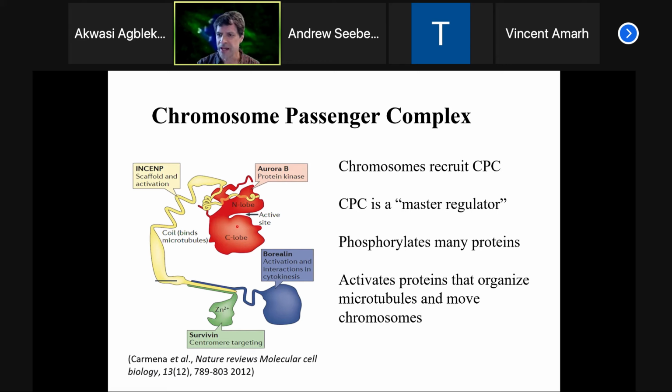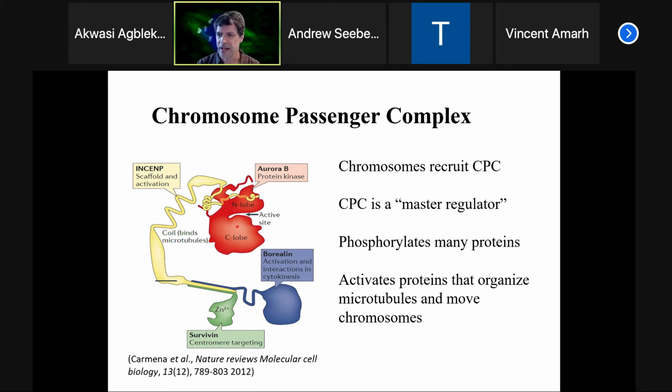So where does it really need to be to organize a spindle? We generated a whole bunch of mutants manipulating its localization pattern to ask where the chromosome passenger complex has to be in order to build a spindle. This is just to show you that we made a whole bunch of RNAi-resistant mutants and tested their function in oocytes. I'm going to go over a couple of them that are the most important.